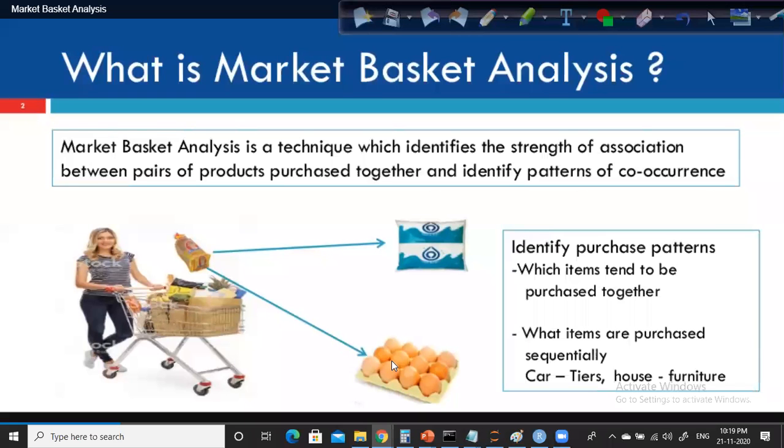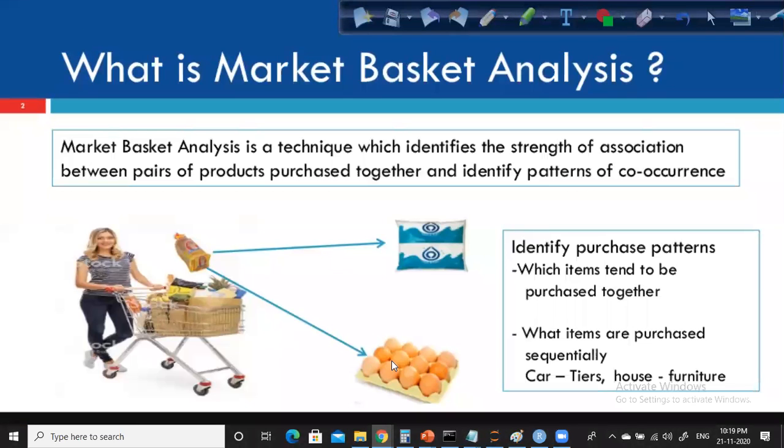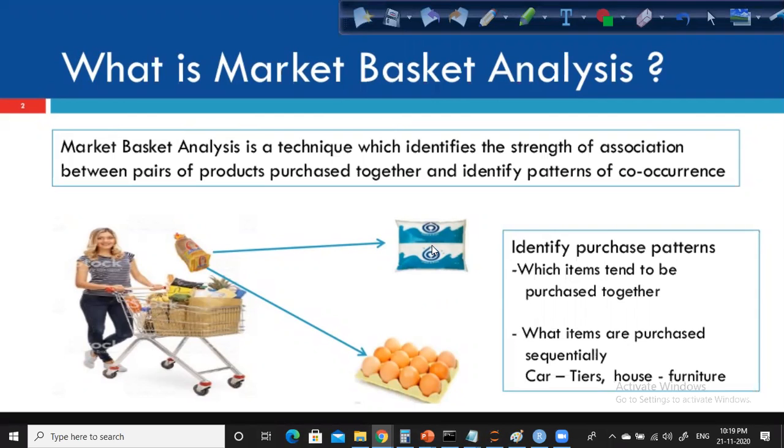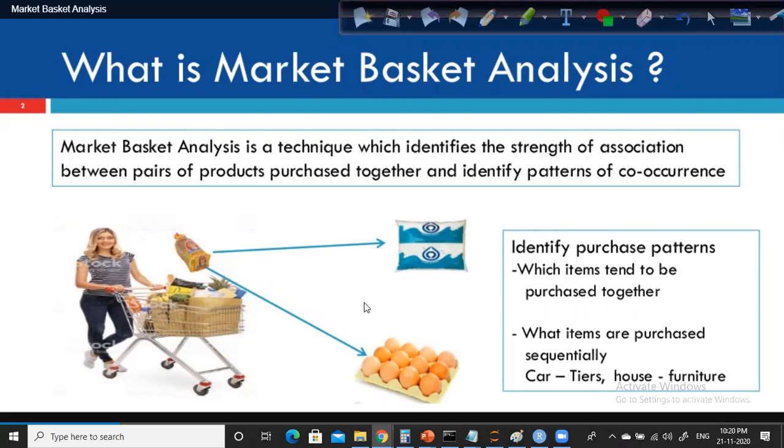What is market basket analysis? It helps us to identify the association between the pairs of products purchased together. Let's say when the customer buys product A, which other item do they tend to purchase together with product A? A simple example: a customer buys bread, and along with the bread, they purchase egg and milk. Likewise, if you look at most of the customers and the same pattern is there, then there is an association.